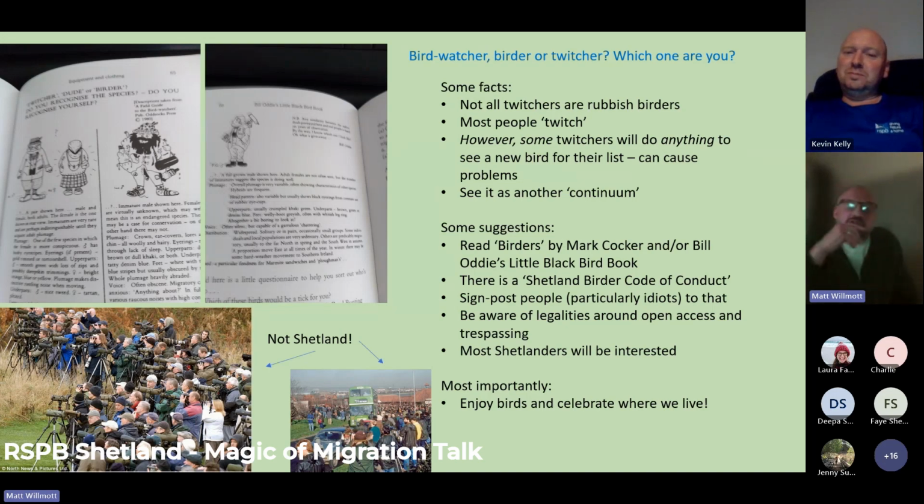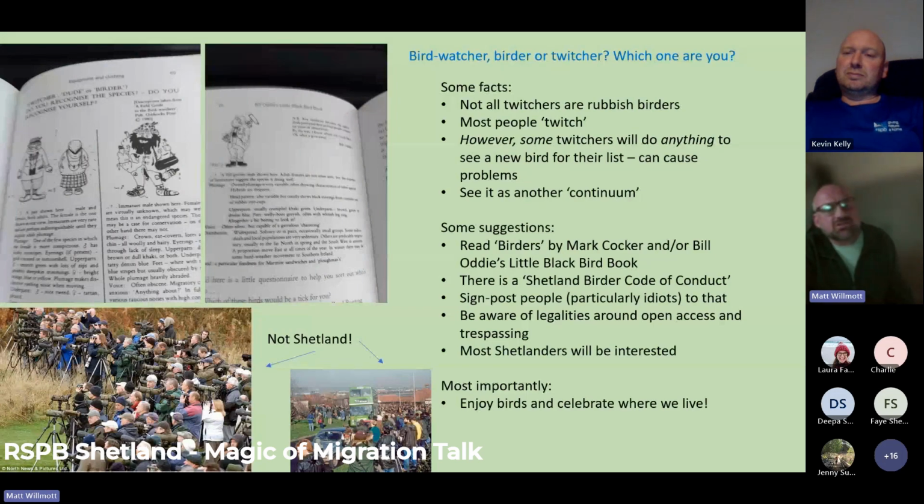And there is a Shetland Birder Code of Conduct, which my predecessors in RSPB helped to put together in conjunction with the Shetland Bird Club, which is just common sense, really. It talks about following the countryside code, talks about shutting gates, and things perhaps a little bit more individual to Shetland. So knocking on people's doors, explaining what's happening.